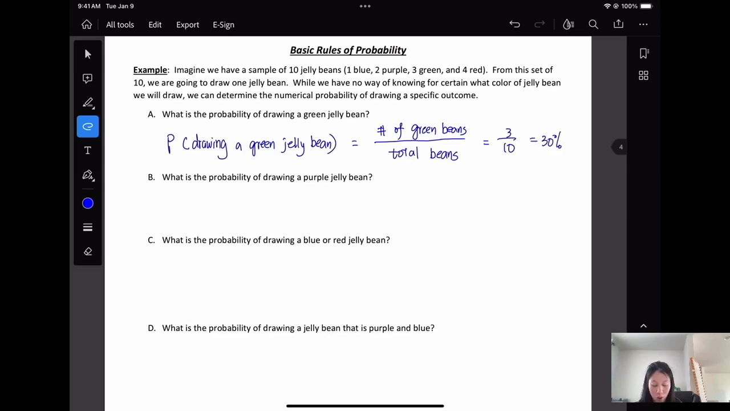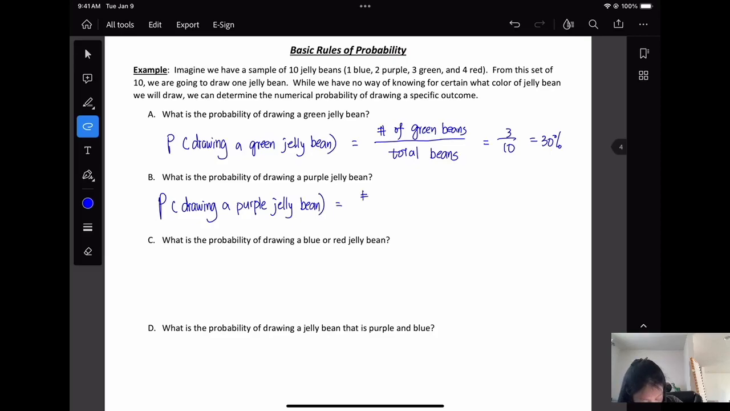Next one is, what is the probability of drawing a purple jelly bean? So P stands for probability, meaning we're trying to find the probability of, parentheses, drawing a purple jelly bean.